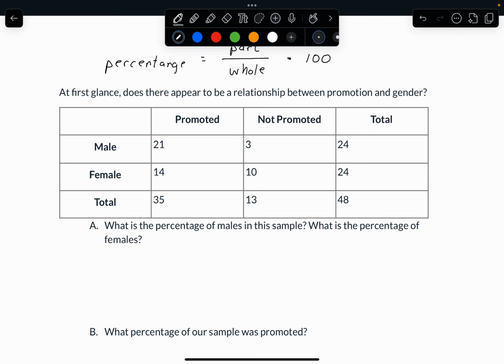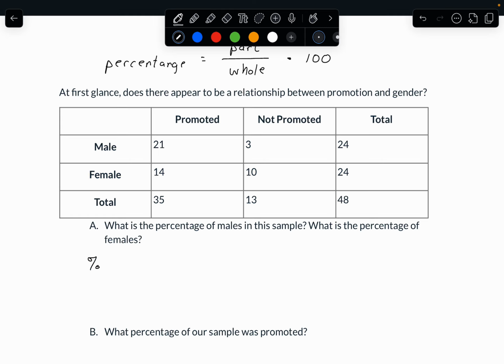So I have within this table a study performed, I think back in the 70s, where we have a number of male files and a number of female files, and we gave them to different managers and asked them whether or not they were going to recommend them for promotion. Part A asks, what is the percentage of males in this sample? What is the percentage of females?